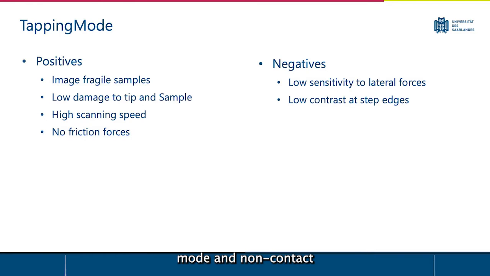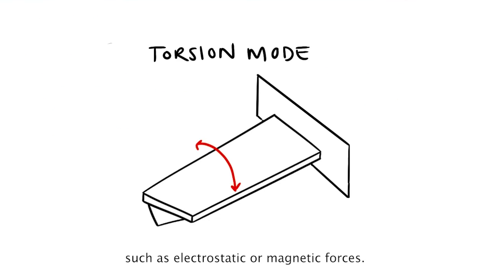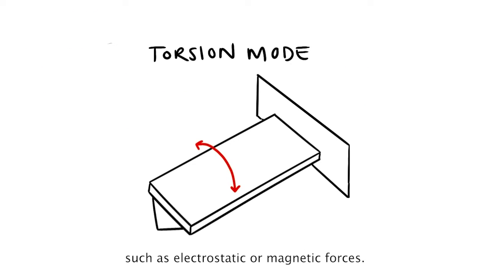Tapping mode and non-contact imaging modes were developed in part to eliminate frictional forces between the AFM tip and the sample. This allows fragile samples to be tested and minimizes damage to the tip and the sample, but the tip will be minimally sensitive to lateral forces. Torsional resonance imaging recovers the ability to achieve low-force imaging and the ability to map in-plane forces, not just vertical forces. This also grants researchers the ability to map in-plane, long-range forces, such as electrostatic or magnetic forces.